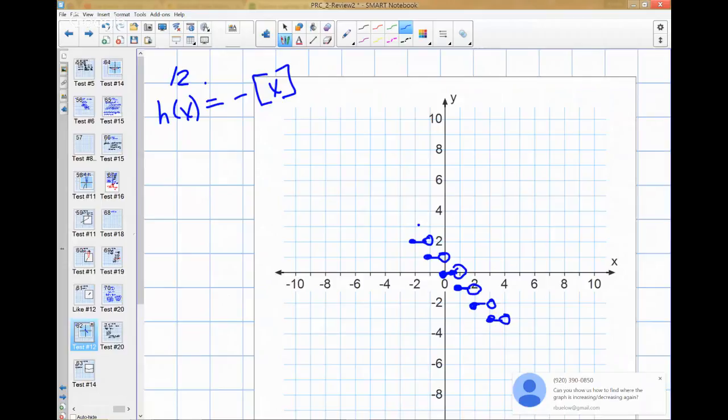I just got a text message asking, can you please show me where the graph is increasing and decreasing again? On which problem? I need to know which one you're talking about, so be more specific. I'm going to come back and keep going on this one.